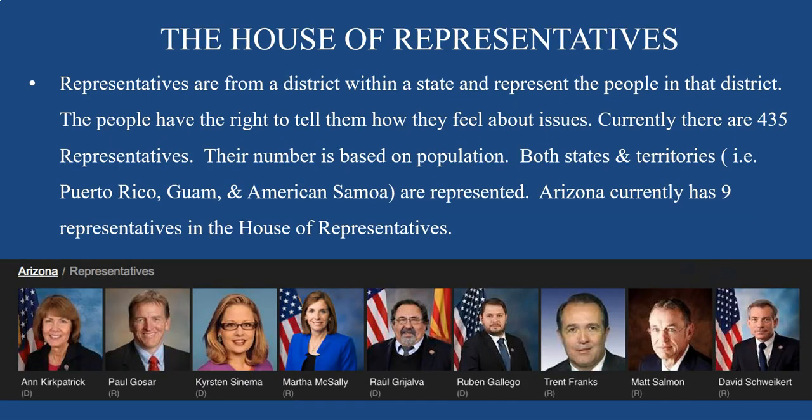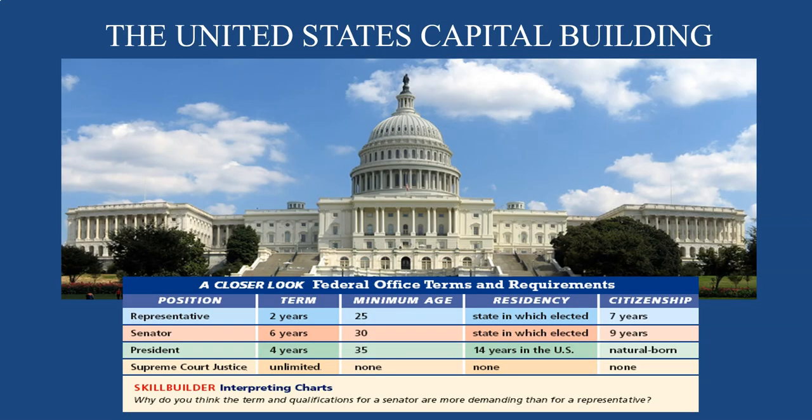Now, the House of Representatives. Representatives are from districts within a state and represent the people in that district. The people have the right to tell them how they feel about issues. Currently, there are 435 representatives. The number is based on population, both states and territories. For example, Puerto Rico, Guam, and American Samoa are represented. Arizona currently has 9 representatives in the House of Representatives. The United States Capitol building.